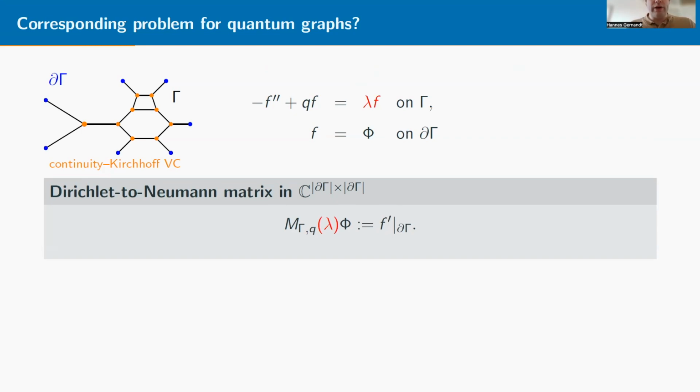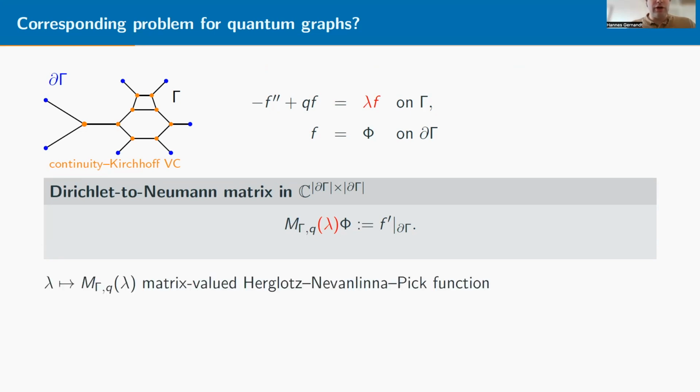And one can even go beyond that. One can introduce a spectral parameter here as well. So lambda is a spectral parameter, and one can solve this problem for every lambda, and then we get a matrix valued function. This kind of function has some nice properties. It's a so-called matrix valued Herglotz-Nevanlinna function, which is a well-studied object in operator theory.